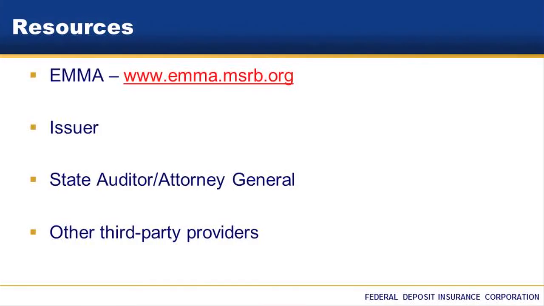As discussed in detail in the Basic Analysis module, additional resources are available that may assist in the overall risk management process. The EMA website provides free access to official disclosures, trade data, credit ratings, and educational materials. The issuers, state auditors, and state attorneys general may be contacted to obtain additional information on municipal entities. Other third parties such as securities brokers, correspondent banks, and rating agencies may be a source of information.